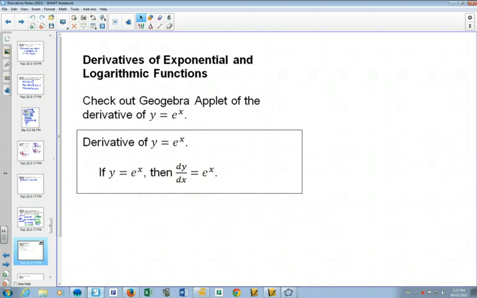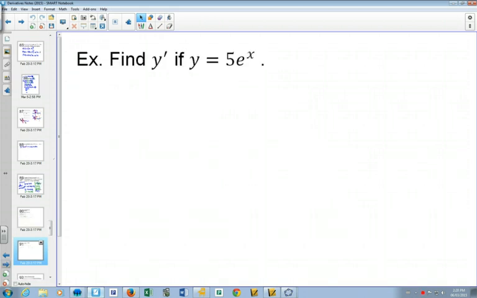And we just saw that the derivative of e to the x is e to the x. So it doesn't change, which can cause your brain to do some weird things when you're trying to figure this out. So if you have a constant in front of e to the x, like y equals 5e to the x, well, constants don't affect anything, and then the derivative of e to the x is e to the x. Right?